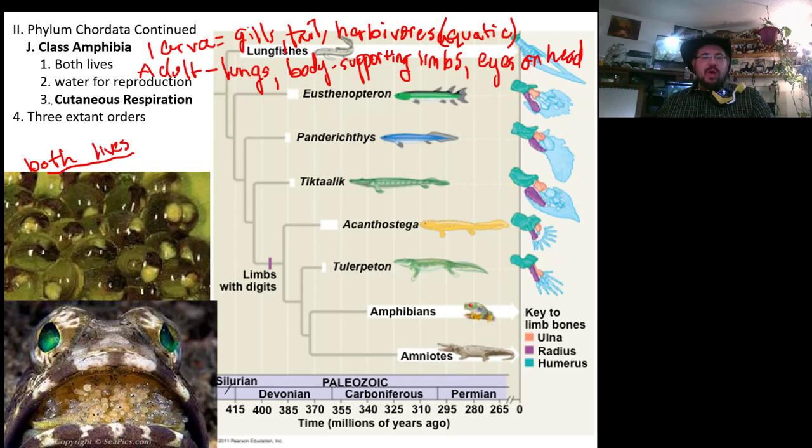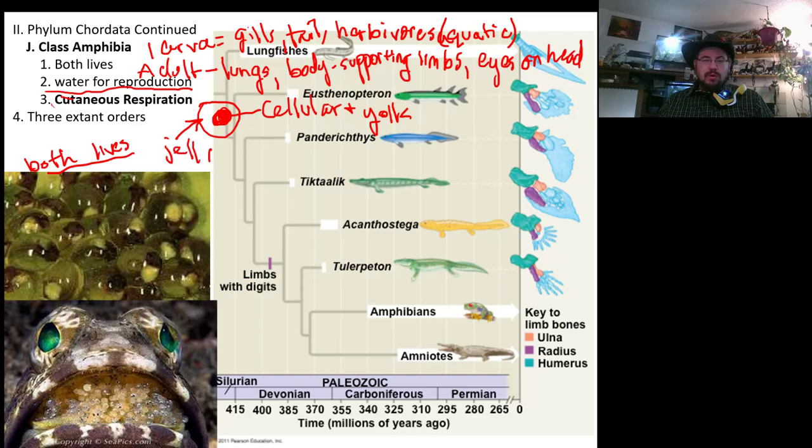Because their larvae are aquatic and because they have very simple eggs, amphibians require water for reproduction. They cannot reproduce without some water source. Their eggs are not like eggs that you find in, say, a chicken. They consist of the cellular portion and the yolk, and then a sort of jelly coating. There are no adaptations in this egg to resist desiccation. You pull an amphibian egg out of water, and very quickly it will desiccate and become non-viable.